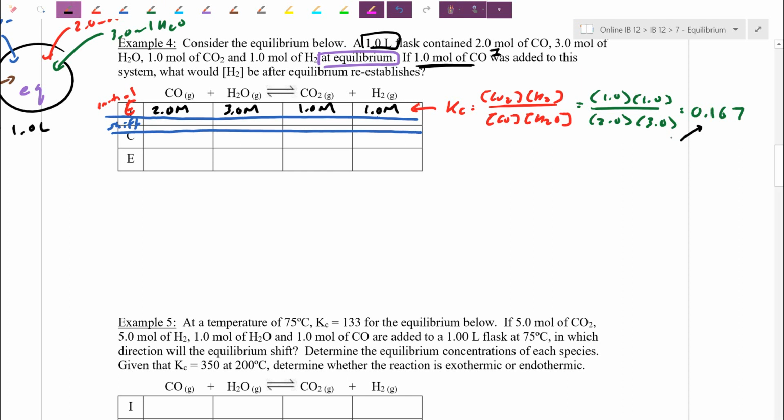Again, you can interpret this for yourself. This means reactants are favored. We have more reactants, even by the time we've actually hit equilibrium.